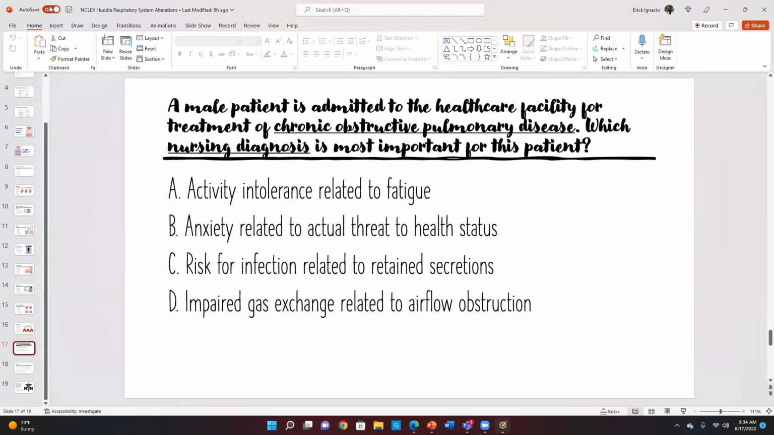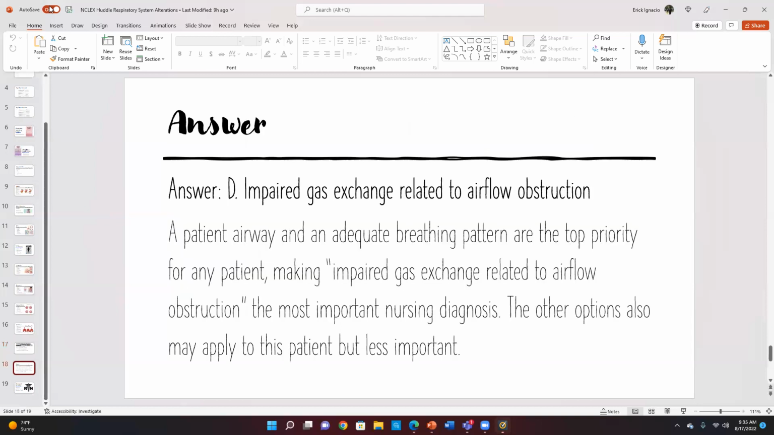Well, would it be activity intolerance related to fatigue, anxiety related to actual threat to health status, risk for infection related to retained secretions, or impaired gas exchange related to airflow obstruction? Well, you probably guessed correctly, and the correct answer is D, impaired gas exchange related to airflow obstruction.